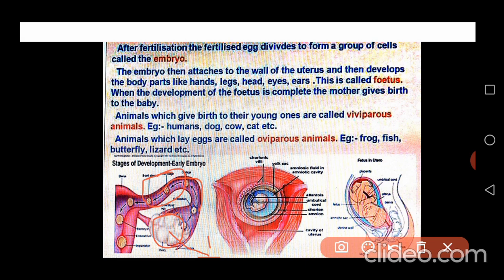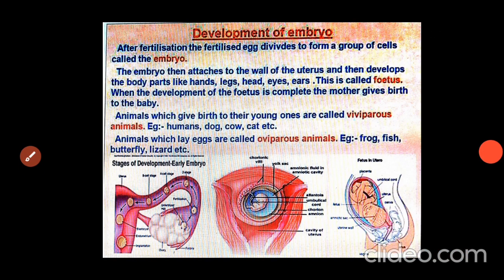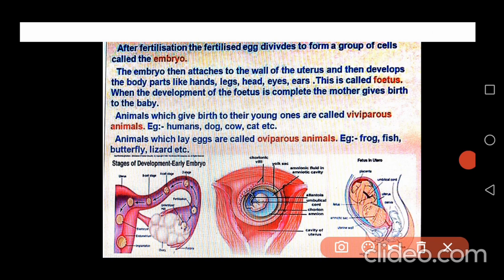So after fertilization and division of the fertilized egg, it finally forms a group of cells, which is what we call an embryo. Later that embryo attaches to a very important structure, which is what we call the uterus. This part is what we call the uterus.